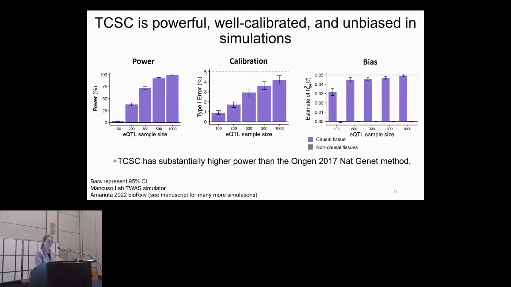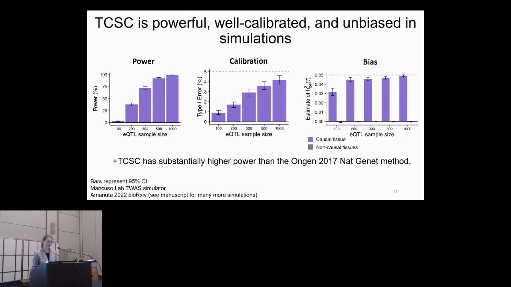So you can see that as eQTL sample size increases, we're doing better on this estimate, where the truth is 5%. And of course, noise in the eQTL model, which is synonymous with low power and low sample size, means that we are underestimating this heritability, because we're just not capturing all of the genetic variation that is actually involved in the trait. And then in the gray bars, which are very hard to see because they're very tiny, but they're to the right of each of the purple bars, is the heritability estimate for the non-causal tissues, which hovers around 0.